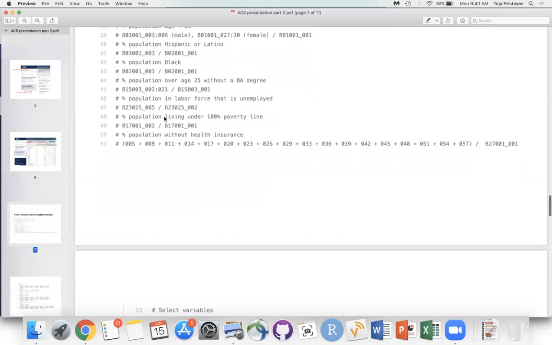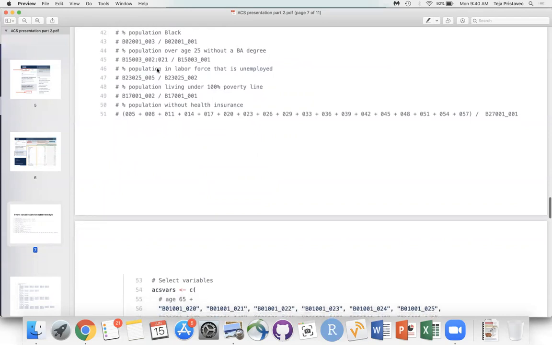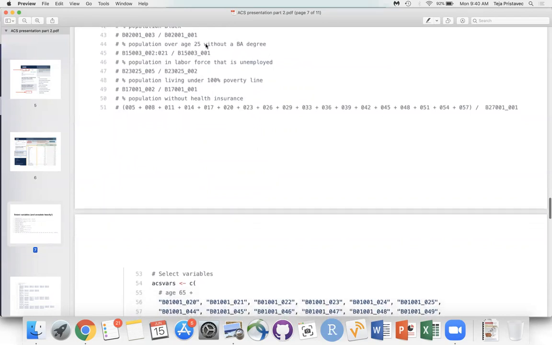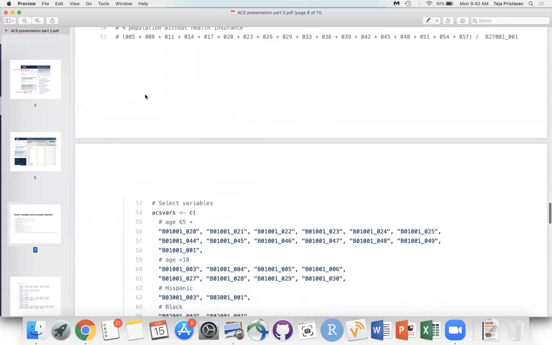So I'm writing down to myself, or this is the one that we were looking at before, to calculate the percent population over the age of 25 that doesn't have a bachelor's degree. I'm going to have to sum all the rows from 2 to 21 and then divide that by the total population and multiply by 100. And I'm going to get the percent population that's over the age of 25 but doesn't have a bachelor's degree. And then I do the same thing for all these other variables that I'm interested in.